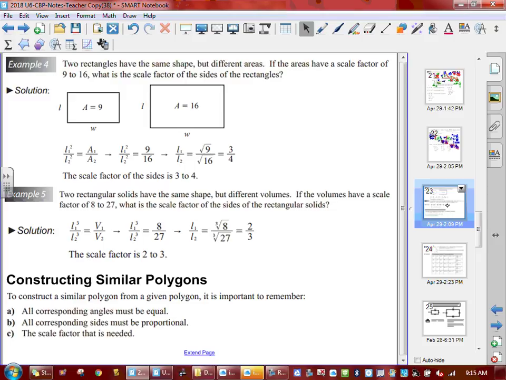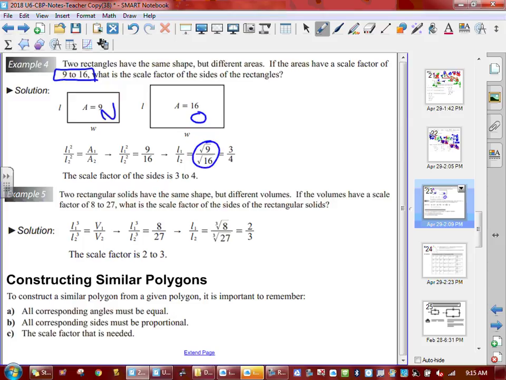So we're comparing area 1, small area, to area 2, the big area. So they're putting small over big. So they're saying this guy is our new and this guy's our old. They're saying our scale factor is 9 to 16, but it's a scale factor of area. So in order to change it to a true scale factor, we have to change it into units that are non-squared, because those are squared units. That's why they have to square root them.